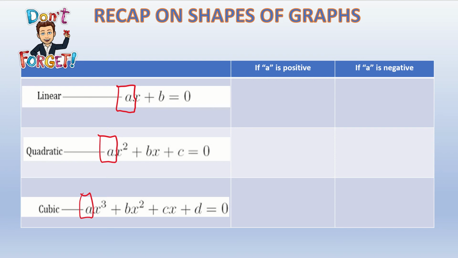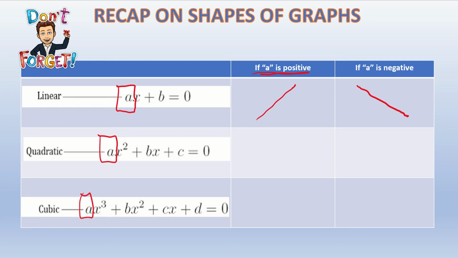In a linear equation, if the a is positive, your graph is going to be a straight line and it's going to go upwards from left to right. If a is negative, it's going to be a negative slope and it's going to go downwards from left to right. You would have seen this in your coordinate geometry with the equation y is equal to mx plus c. So if you'd noticed that, well done.